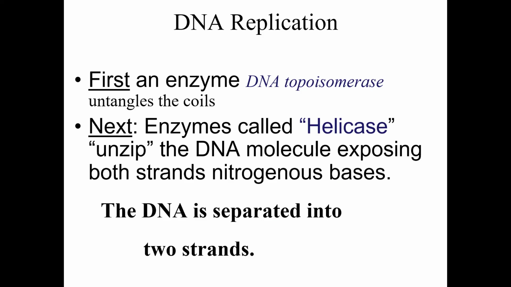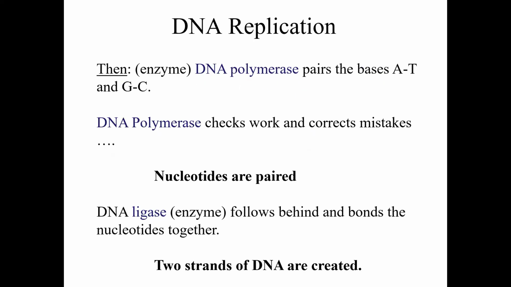So the next enzyme is called the helicase, and the helicase unzips the DNA molecule, whereby it exposes the strands of the nitrogenous bases for the process of the replication to take place. So when that happens, you have the DNA being separated into two strands. You have two strands that are being produced.